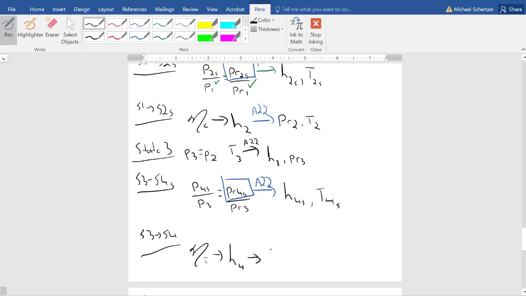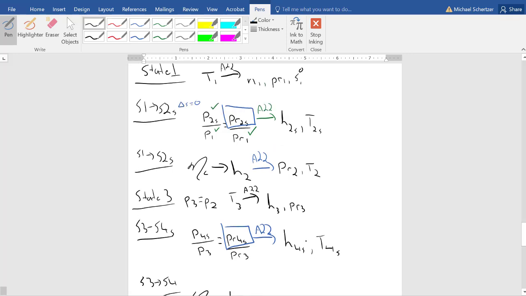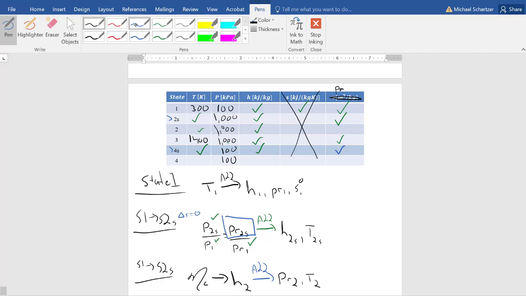because all the symbolic solutions don't require us to know if we're doing variable specific heat. We don't care what T4 is, and we don't care what PR4 is. But if we wanted to, or if it explicitly asked, we could then find T4 and PR4. So you don't necessarily have to fill in the boxes on the state table just because they're there.